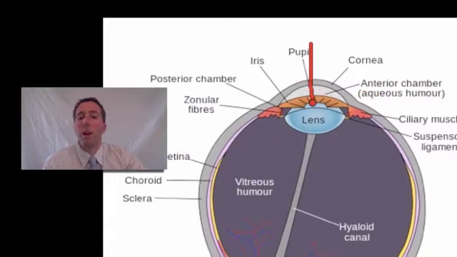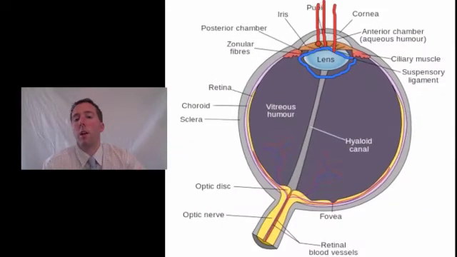The light continues, so it's traveled through the cornea, travels through this aqueous humor, this liquid here, travels through the pupil. It then hits a lens. So a lens is something which focuses light, bends light into a particular point. So we have a lens that's really important to enable us to see clearly.